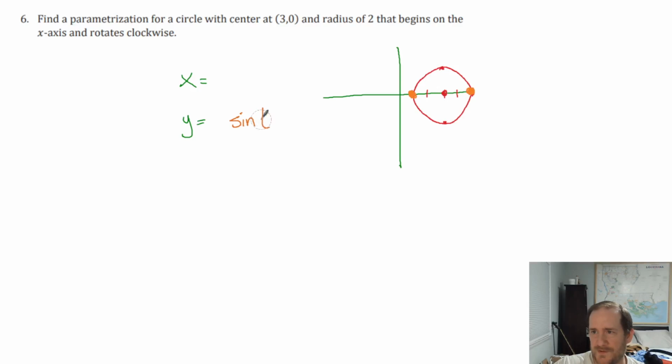So I guess y would have to be a sine equation if I wanted to start on the x-axis. We'll do sine t. If my radius is 2, pretty sure I need a coefficient of 2. If my center is at 0, then I'm pretty sure I should not add anything here.